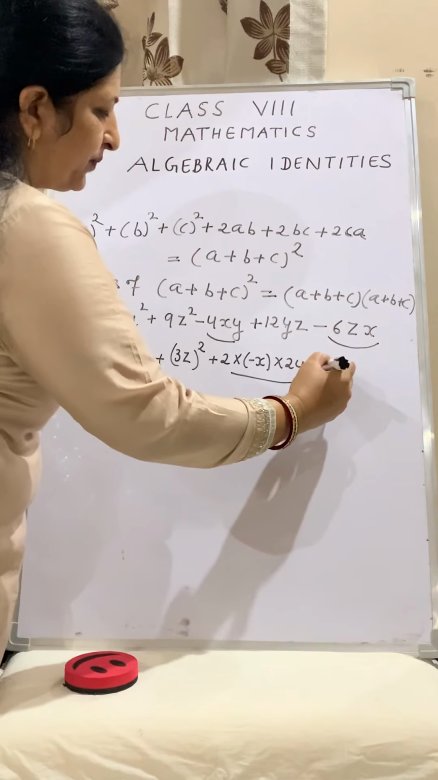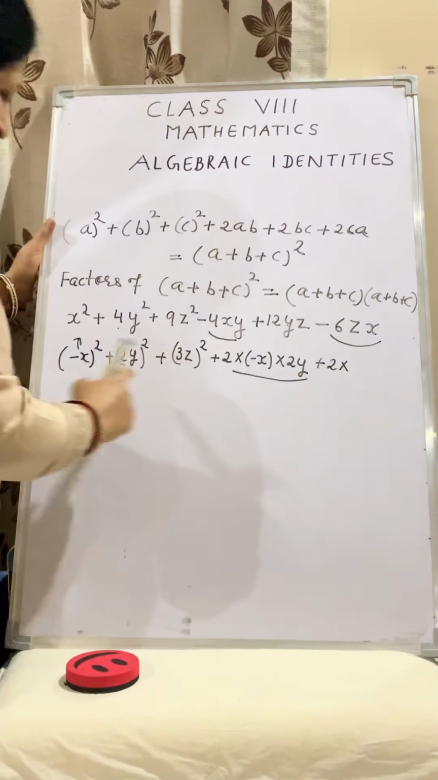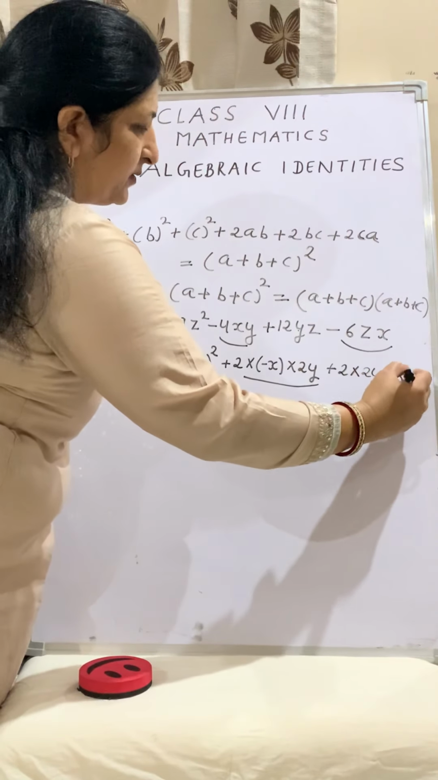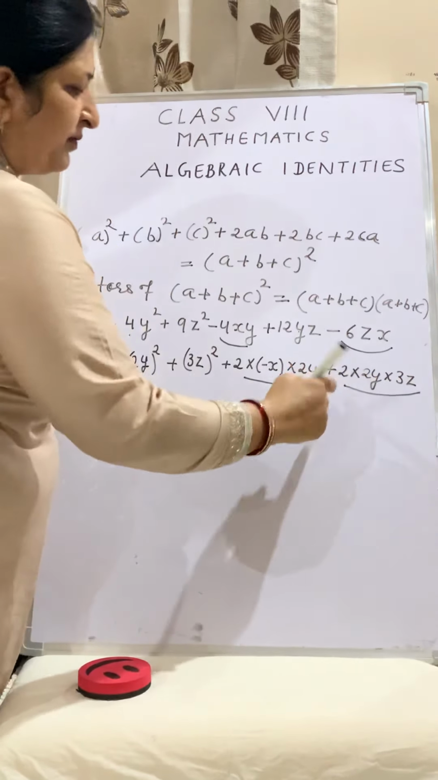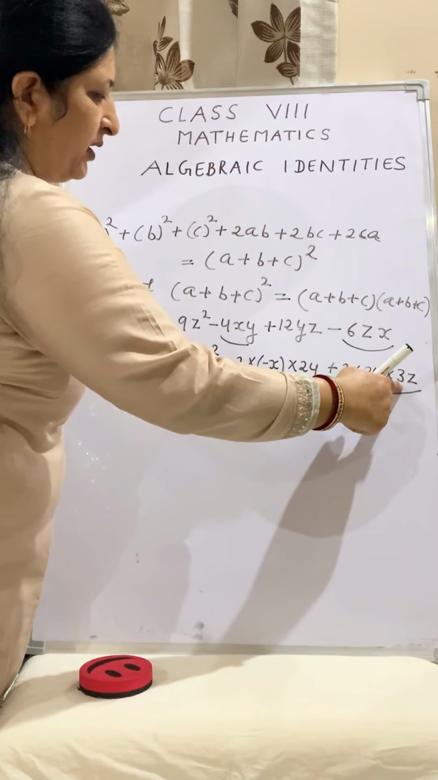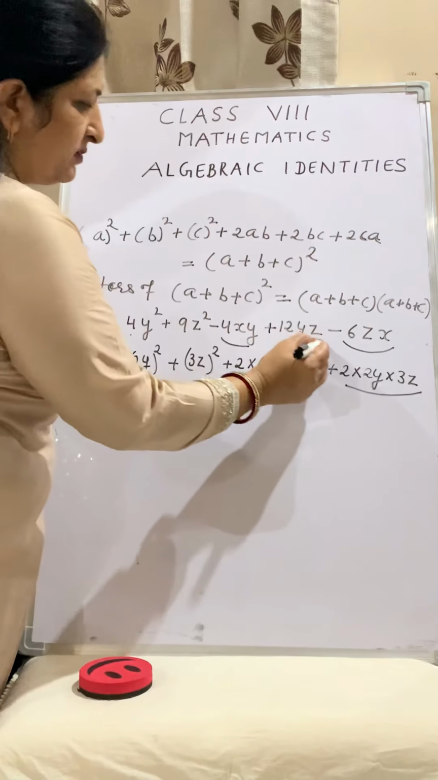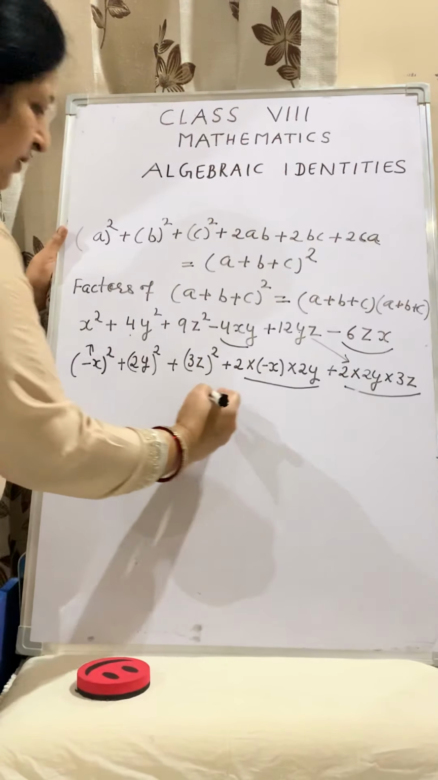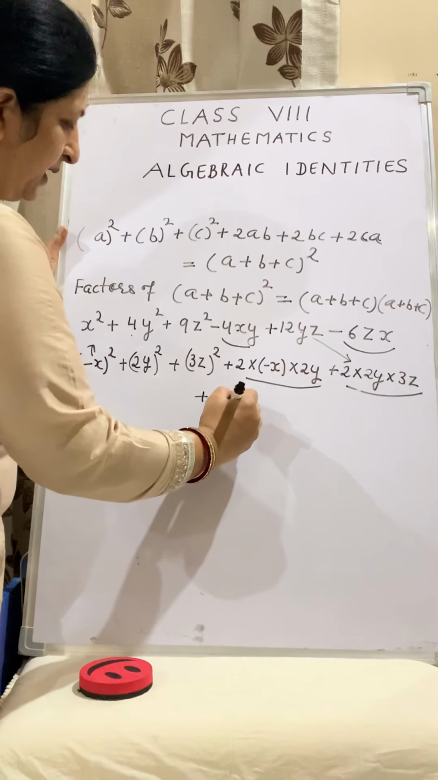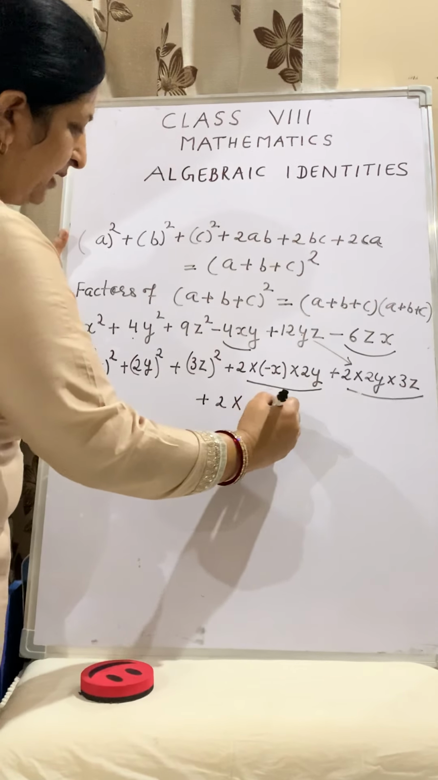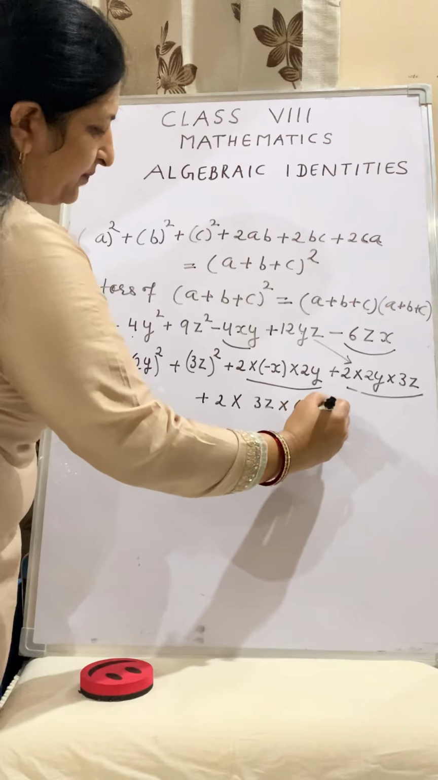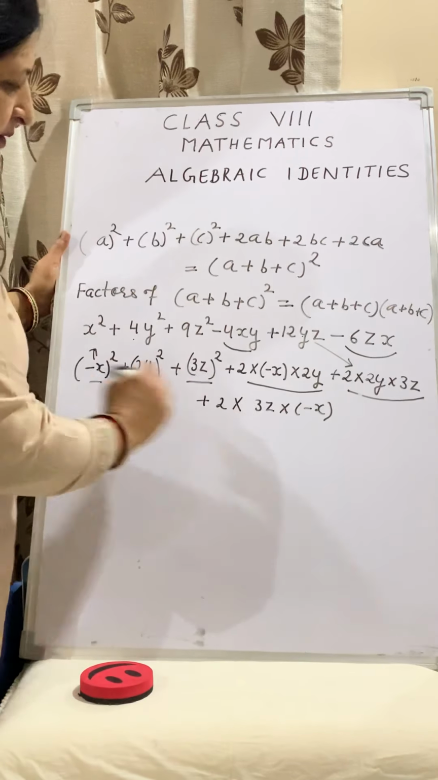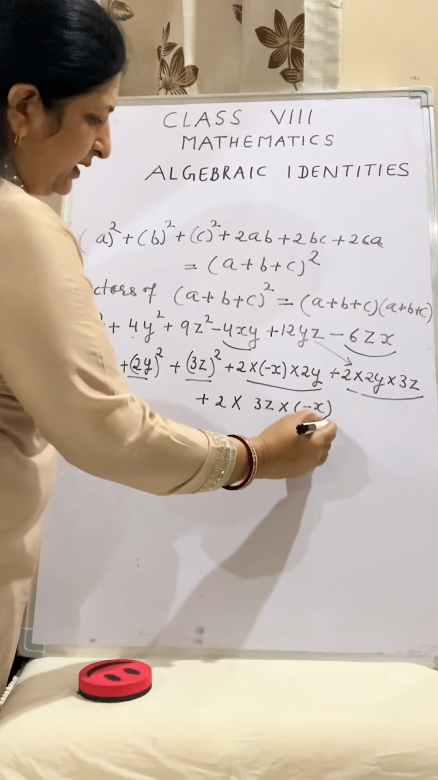Plus 2 multiplied by second. What is the second? 2y. And what is the third? 3z. 2 2s are 4, 4 3s are 12, 12yz. It means we have to write 12yz in the form of the identity. Plus 2 multiplied by third and multiplied by first. First term, second term, third term, fourth term, fifth term and sixth term.